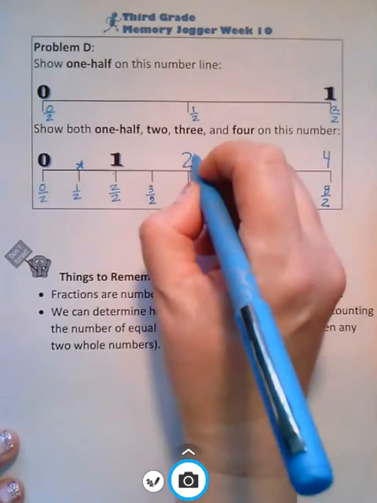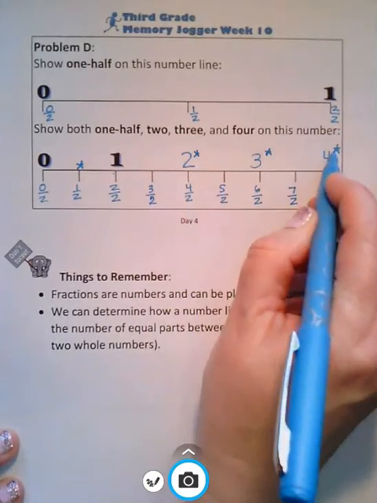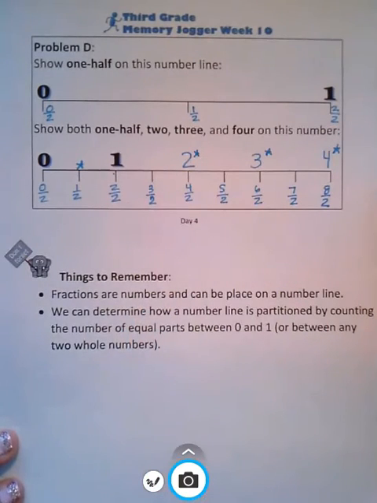Okay, and we were supposed to label 2, 3, and 4. I'm just starring them because I labeled a lot more than what we had to.